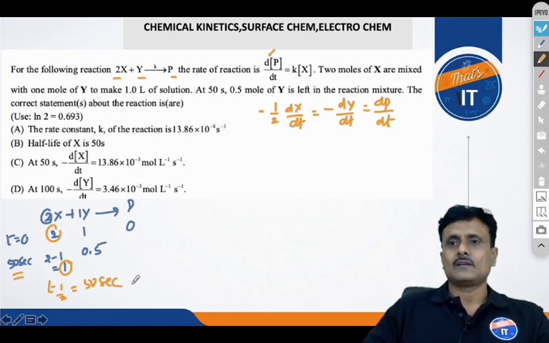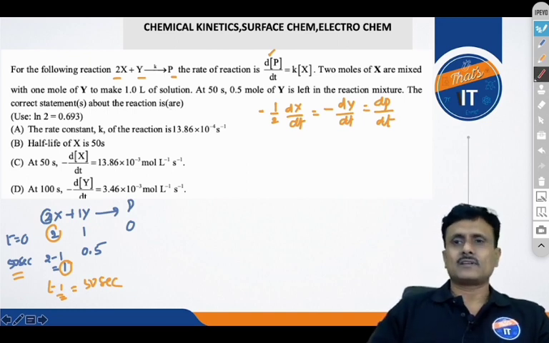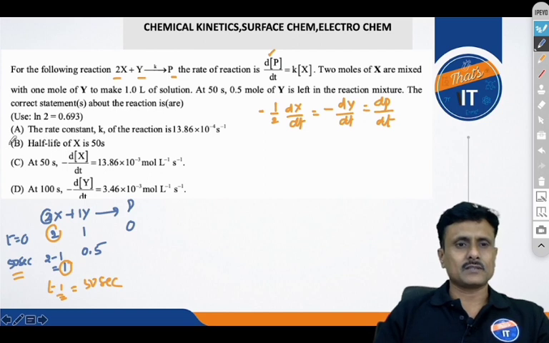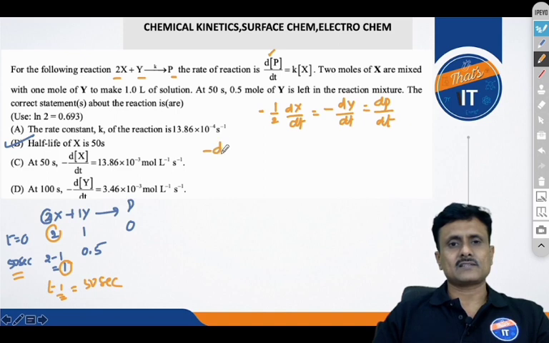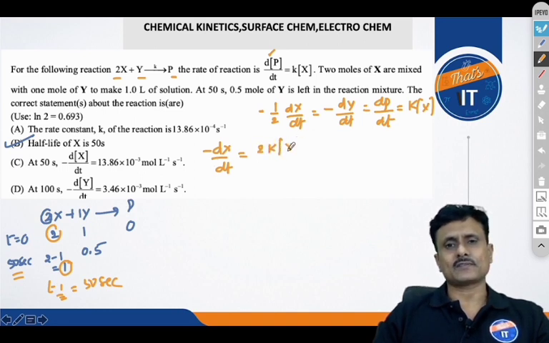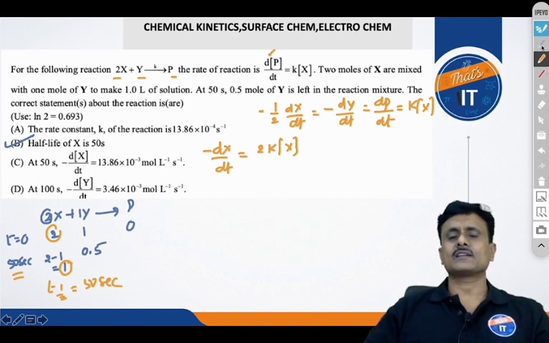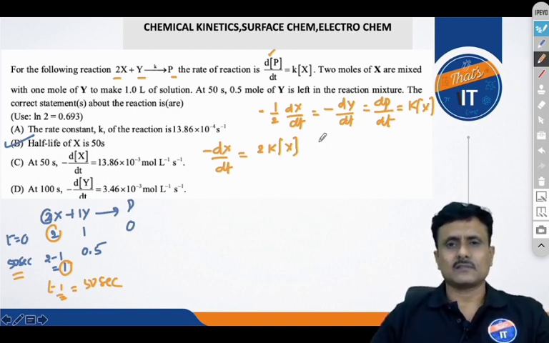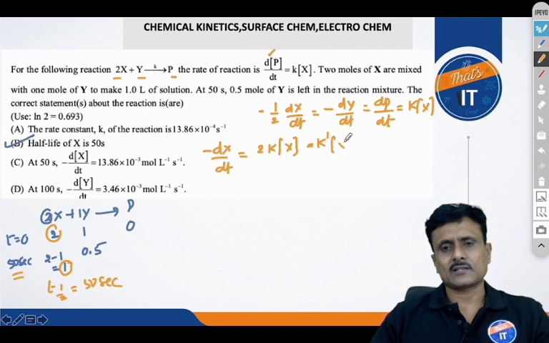Alright. That question is solved, isn't it? So option B, half-life is 50. Now we can see that minus dX by dt, because the rest of the questions are in terms of dX by dt, is equal to, alright, this value is given as k into X. Okay, 2 times of k into concentration of X. Therefore, this constant will become some k dash into X. This is the apparent value, this is the true value, isn't it?